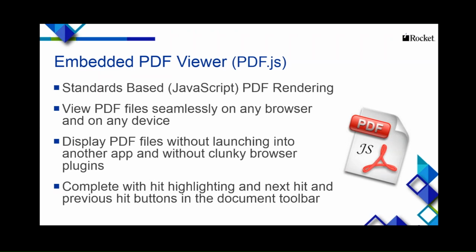On top of this, the buttons in the document toolbar, like showing and hiding hit highlights and the next and previous hit, those commands didn't work basically because the plugin got in the way. But with pdf.js, PDF content now displays seamlessly. You don't have to worry about clunky browser plugins. Hit highlighting will always work, and the buttons in the toolbar behave the same as they do for non-PDF content.